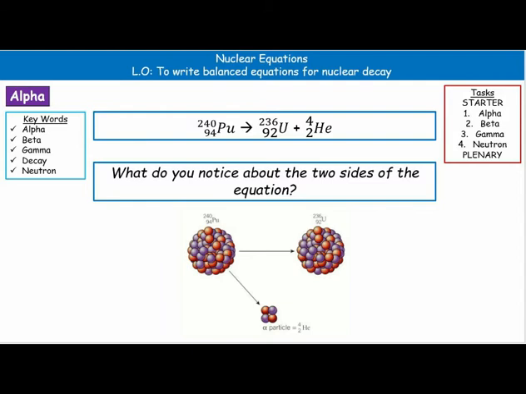If we do the same with the atomic number, plutonium is 94, uranium is 92, helium is 2, so 92 plus 2 also gives us 94. So the key thing there is that on both sides of the equation, the atomic number and the mass numbers add up to the same for each side.